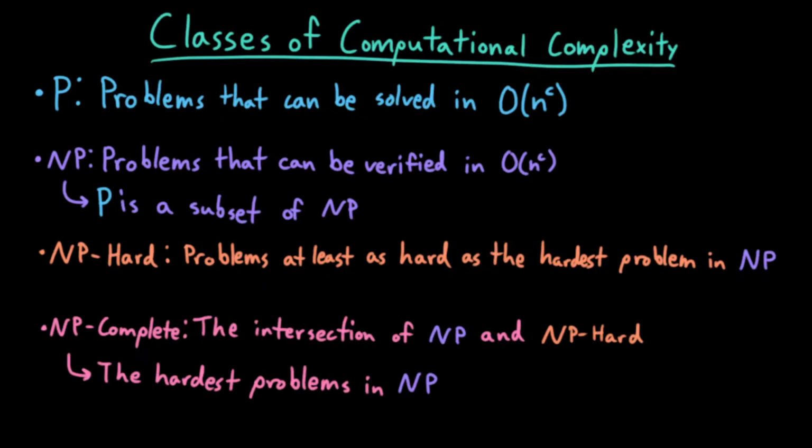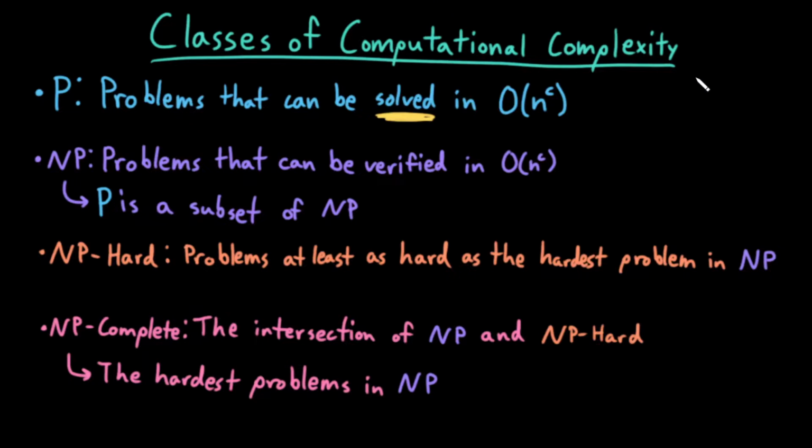There are four main classes of computational complexity that are used to describe the complexity of computational problems. The first of these classes is P. Class P is defined as the set of problems that can be solved in polynomial time, so big O of n to some constant c for any constant c. c could even be a million. Big O of n to the million is still considered polynomial time because it's n to some constant. So P is any problem that can be solved in polynomial time.